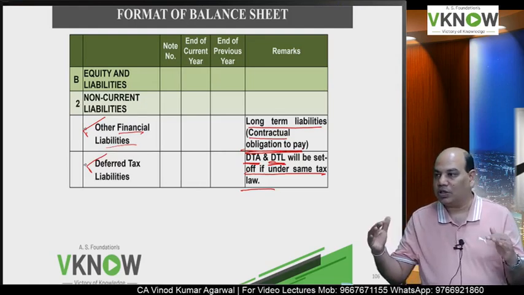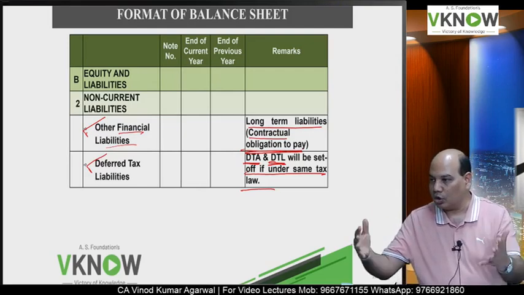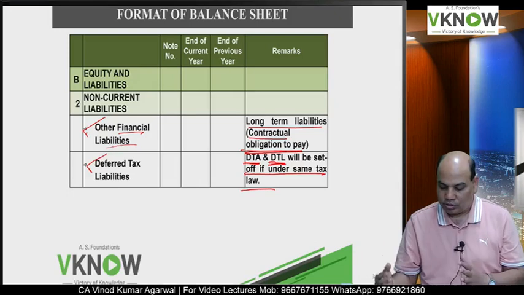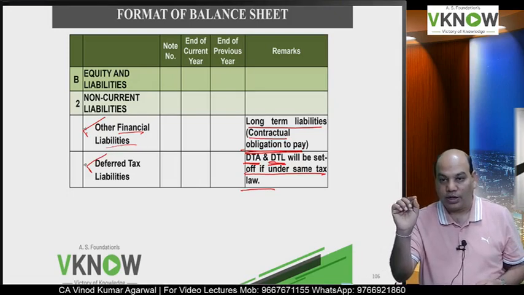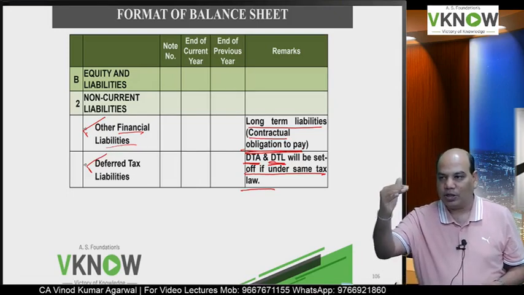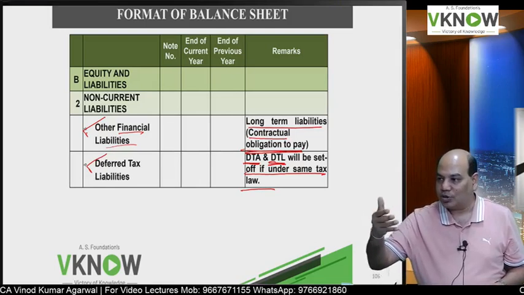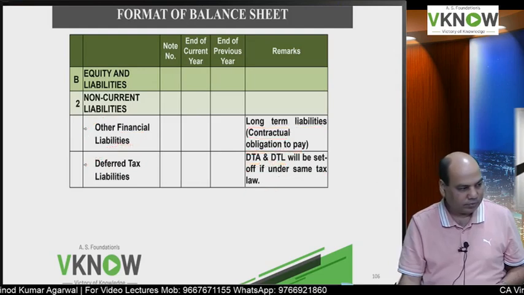DTA and DTL must arise under same tax law. Then in the balance sheet, I will show net figure. If liability is more than asset, net DTL. If asset is more than liability, net DTA.